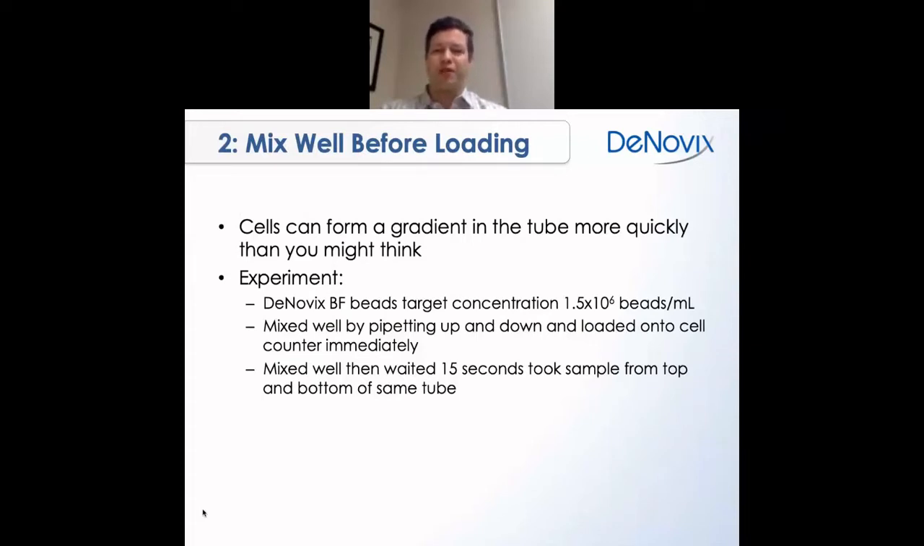A lot of people don't like to vortex their cells, which is understandable. So they like pipetting what's in the tube up and down a half dozen times before they load their sample. That's the recommended way to do it. If you wait, you'd just be surprised how quickly the cells can settle to the bottom of the tube.